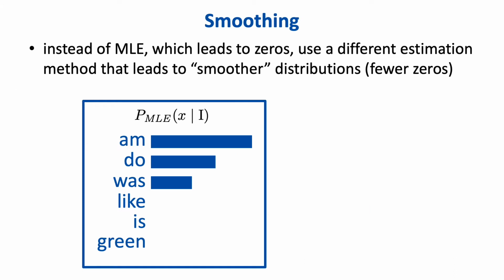The idea of smoothing is to use some other estimation method that leads to distributions that are less peaked and more smooth, with the goal of having fewer zeros. But we don't just care about removing zeros. More generally speaking, we want more robust estimation methods that provide better handling for rare events.